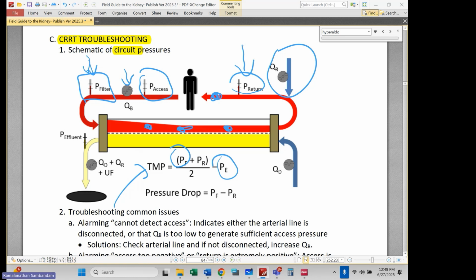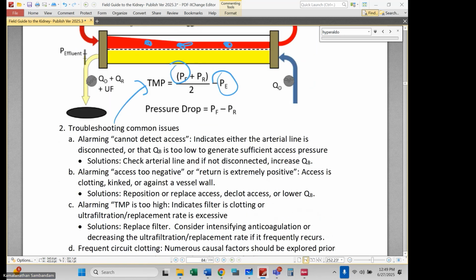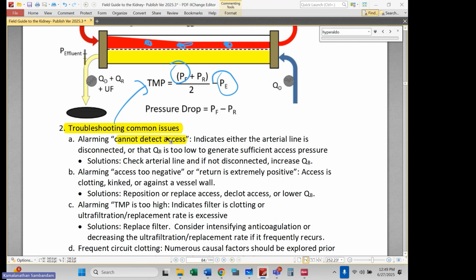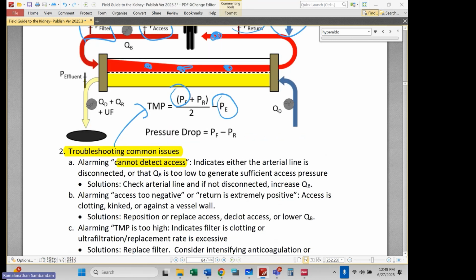Okay. So I usually try and say, okay, I hear you, but what is the filter pressure? Or I look at it on the flow sheets. Okay. All right. So I've gone over some of these principles in the troubleshooting. I think we can go through these reasonably quickly. Cannot detect access means the patient is actually disconnected and the blood is flowing on the ground or air is getting sucked in the line, heaven forbid. Okay, but usually it's just my blood flow is too low.